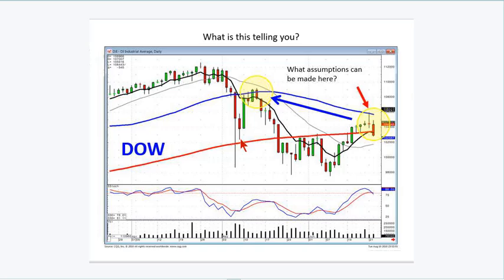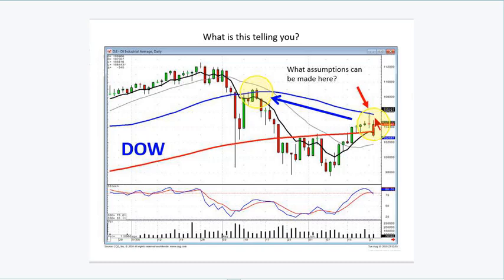The Dow fell through, came up, failed at the 50. Where's the next target? Down here. Down here there was buy signals, came up through the T line. Where do you think your first target was? Here, went through, up here. Second target, observe the obvious.